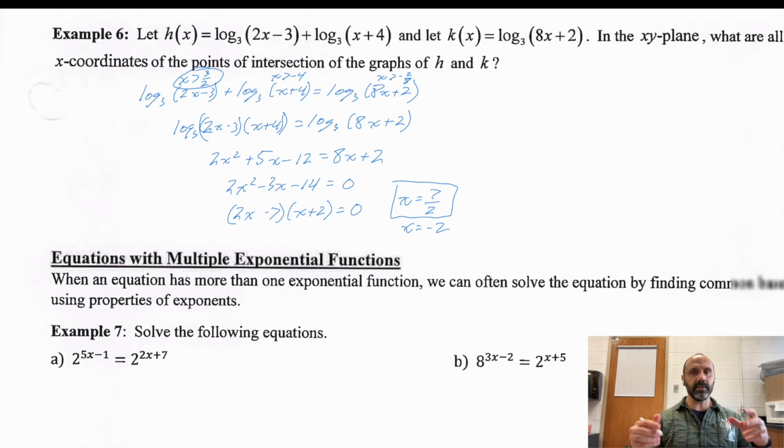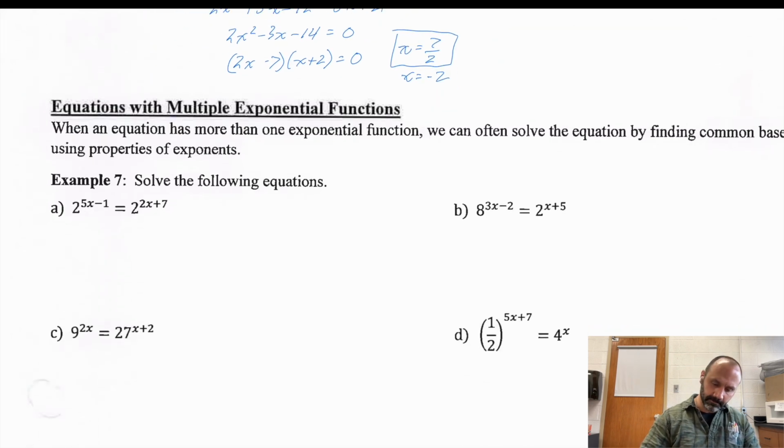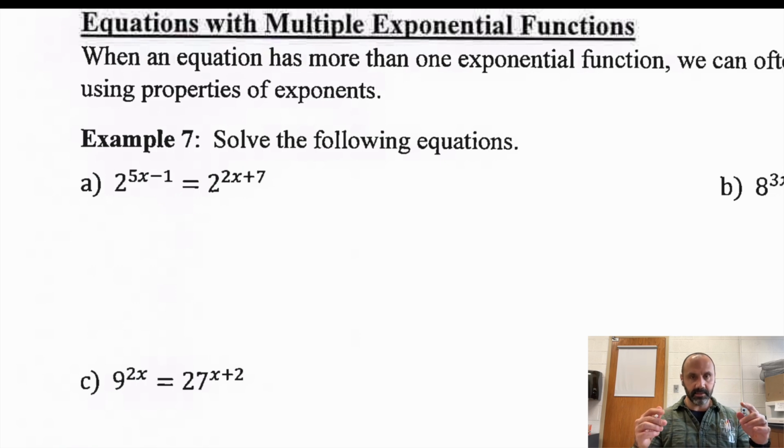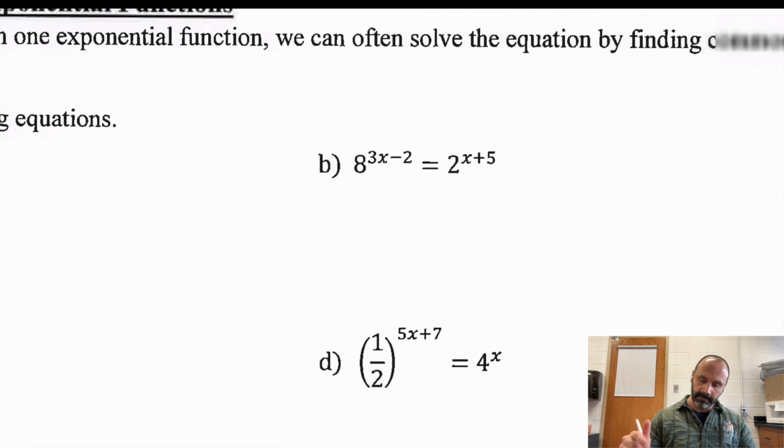Okay, now, so we've seen multiple logarithmic functions. Now let's look at this with multiple exponential functions. It works the same kind of idea. Here they have the same base, and so those exponents must be equal to each other. So 5x minus 1 equals 2x plus 7. Simplify this, and 3x equals 8. So x equals 8 over 3. Very simple, nice and easy.